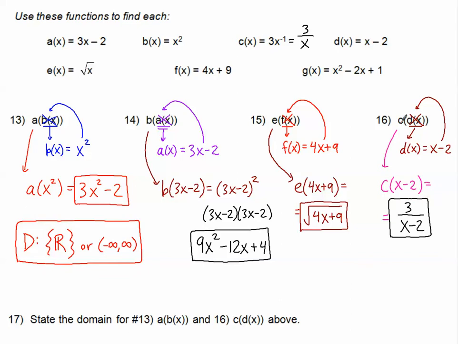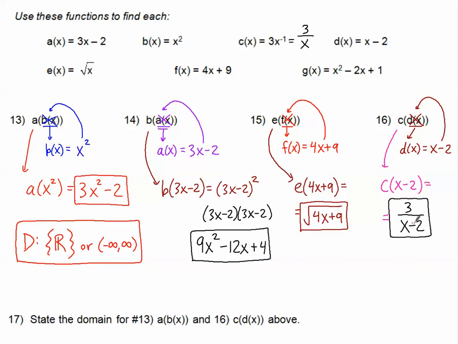So if I'm looking for the domain of c of d of x, first talk about d of x, and here it is, x minus 2. Well, there's no problem with that. I can plug anything I want in here for x. There's no denominators. So that's okay. Except that I'm about to plug that into the c. And the c of x makes my function 3 over x minus 2. And now I have a denominator.